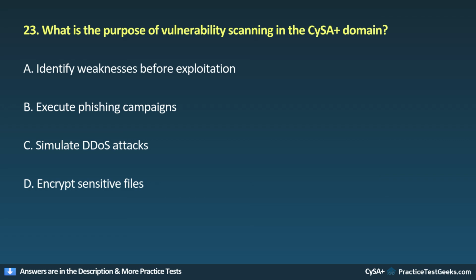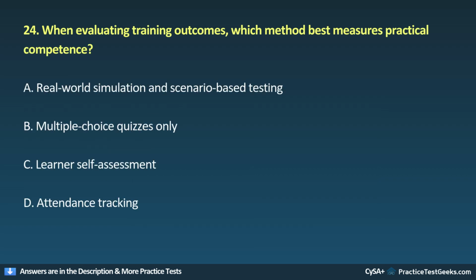A. Identify weaknesses before exploitation. B. Execute phishing campaigns. C. Simulate DDoS attacks. D. Encrypt sensitive files. 24. When evaluating training outcomes, which method best measures practical competence?